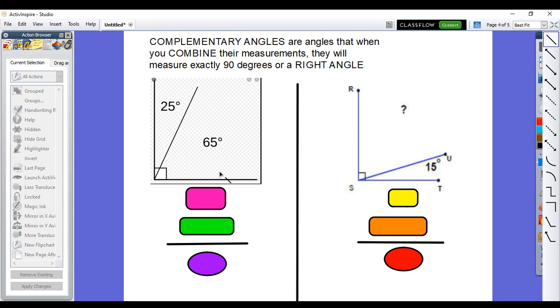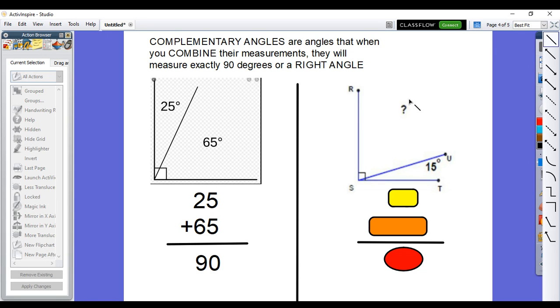Now, before I add, I can see that this is what type of angle? It is a right angle. It's a 90-degree angle. So when I add, these two numbers need to equal what? They need to equal 90 degrees, right? So if I take 25 plus 65, I'm going to get what? 90. Okay, this is an easier angle to do because you're given enough information.